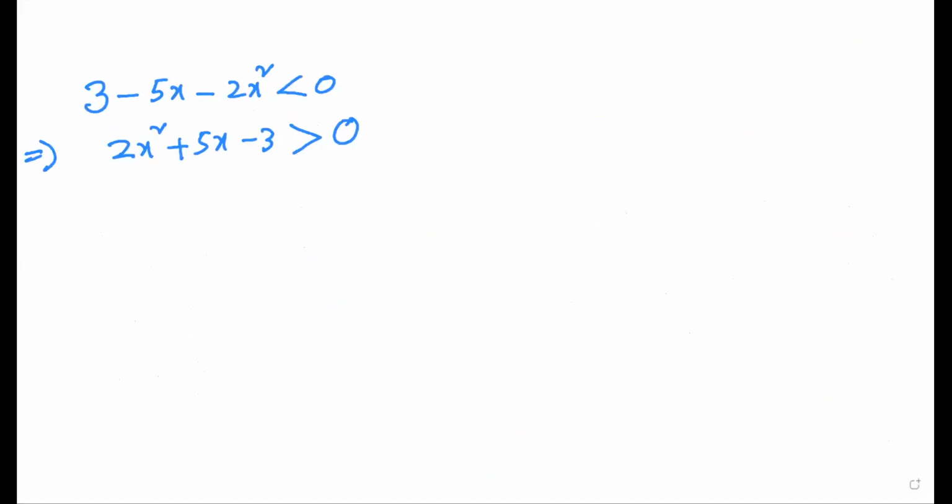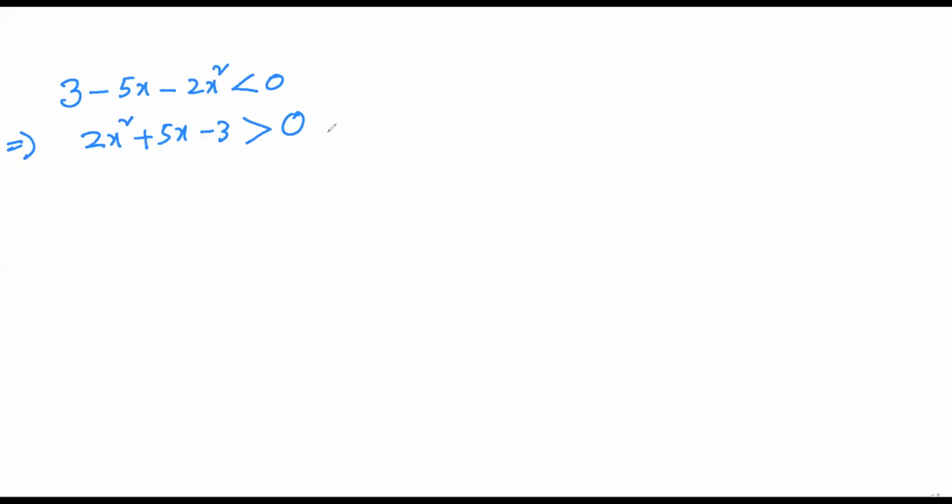If you multiply by minus, then the inequality sign definitely changes. So it was minus 2x square, now it will be plus 2x square plus 5x minus 3. If we follow these things, at first we have to solve this. So 2x square plus 5x minus 3 equals to 0.